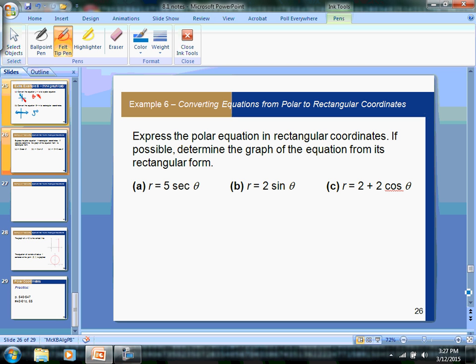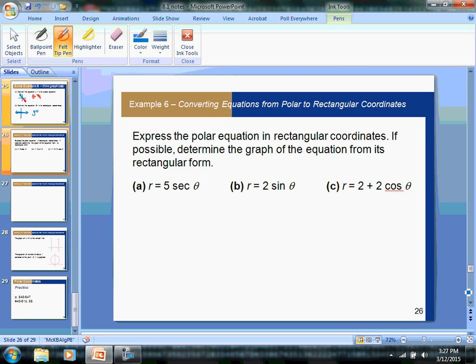Okay, now example 5, or I'm sorry, example 6. This is our last example, or last set of examples. We've got A, B, and C. And we're going to change these polar equations into rectangular ones. And there's a couple of them that we can actually graph as well. That's why it says, if possible, determine the graph of the equation.